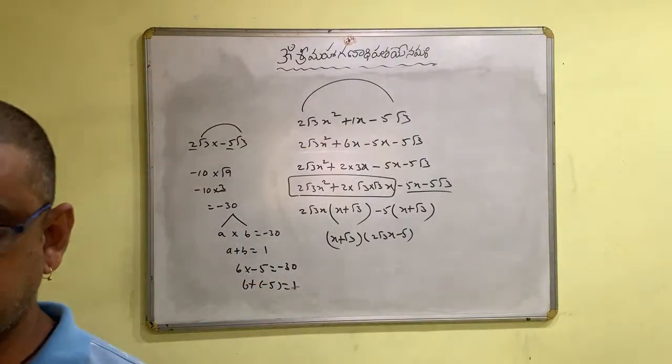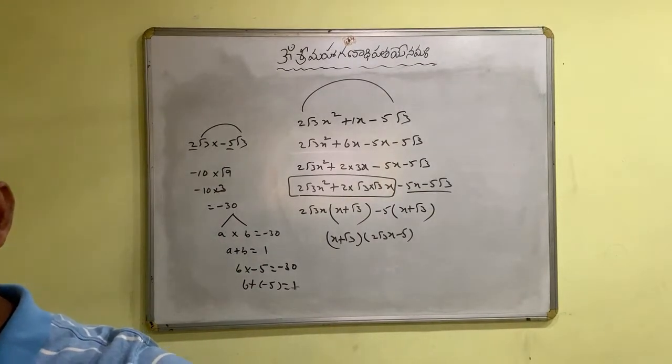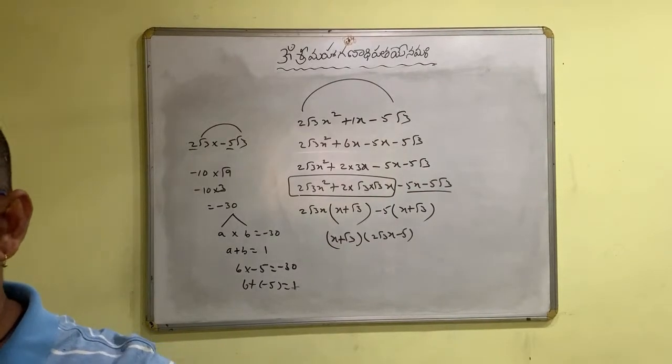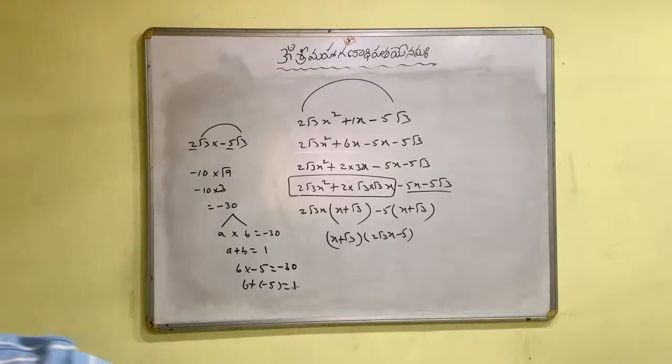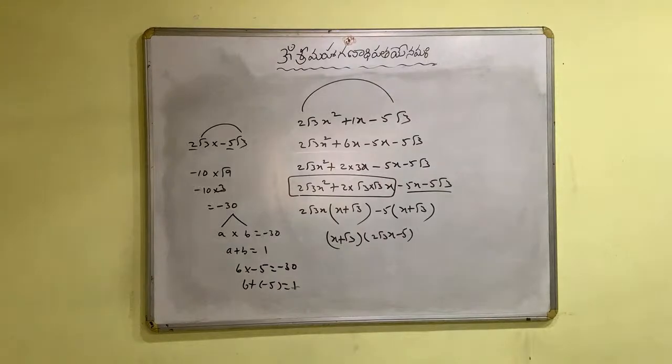They are the factors. Note down this problem, children. It's a higher order problem in factorization of a quadratic polynomial. You can take a screenshot or you can note it down. See, 6 I wrote as 2 into 3. Again 3 I wrote as root 3 into root 3.